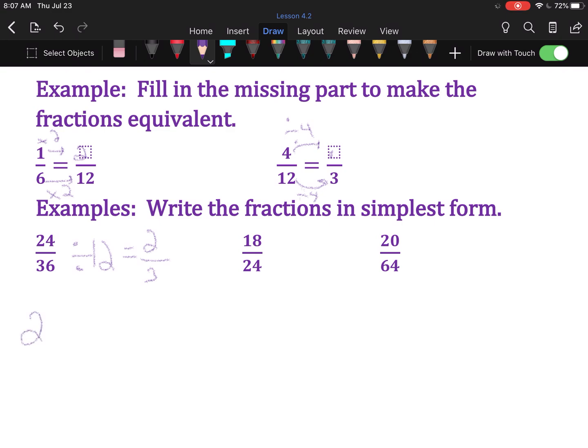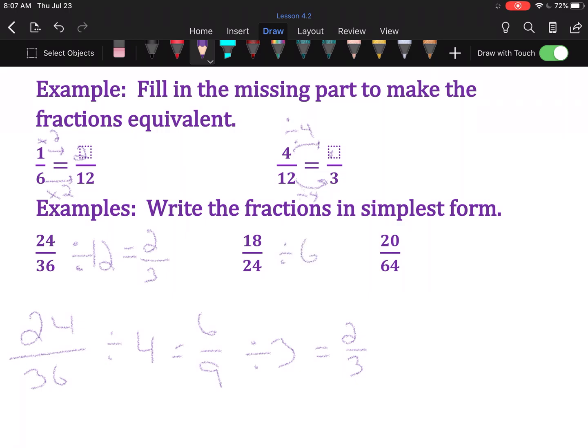Now, real fast, what if you didn't recognize that and you picked something else? Like 4. 24 divided by 4 is 6. 36 divided by 4 is 9. You would have to look at 6 over 9 and say, hey, those can both be divided by 3. And since they can both be divided by something, you have to do that to get simplest form. And that would get us our 2/3. So you can do these in multiple steps if you need to. That's fine. Just make sure that when you tell me it's simplest, that you can no longer divide both numbers by something.